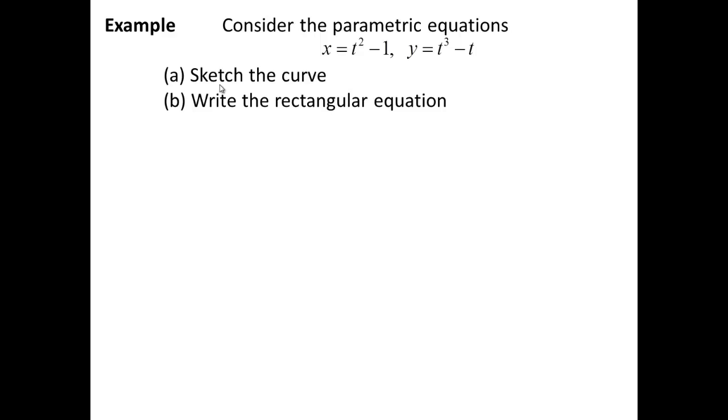First thing we're going to do is sketch the curve given by the parametric equations, and then we're going to write the parametric equations into a rectangular equation. Keep in mind when we sketch the curve, we'll want to make sure we have the correct orientation of the curve. So here we go.